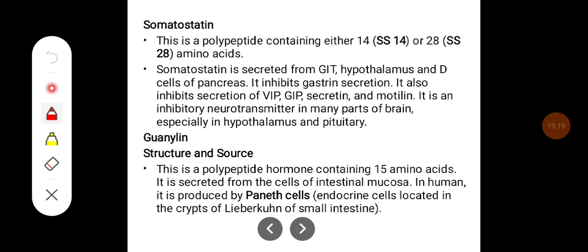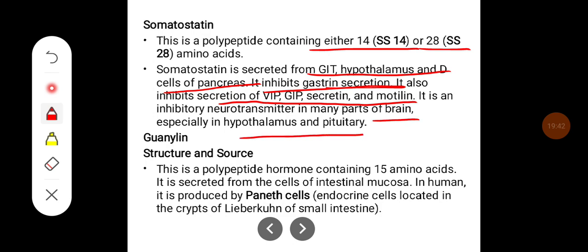Somatostatin is a polypeptide containing 14 or 28 amino acids. Somatostatin is secreted from the GIT, hypothalamus, and D cells of the pancreas. It inhibits gastric secretion. It also inhibits secretion of VIP, GIP, secretin, and motilin. It is an inhibitory neurotransmitter in many parts of the brain, especially in the hypothalamus and in the pituitary.